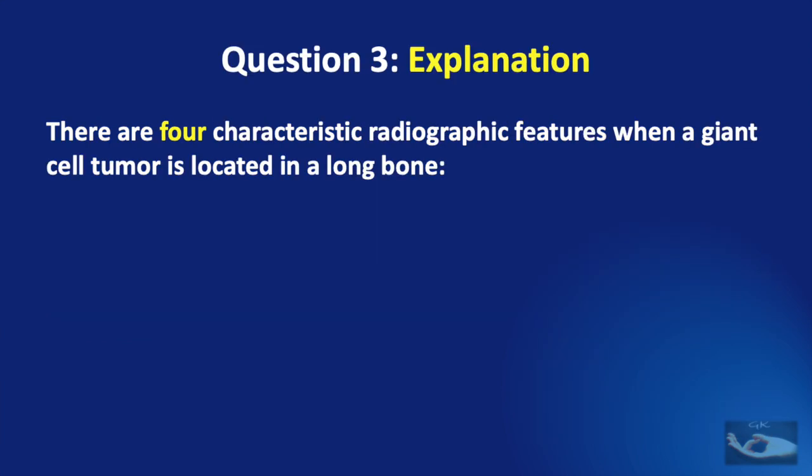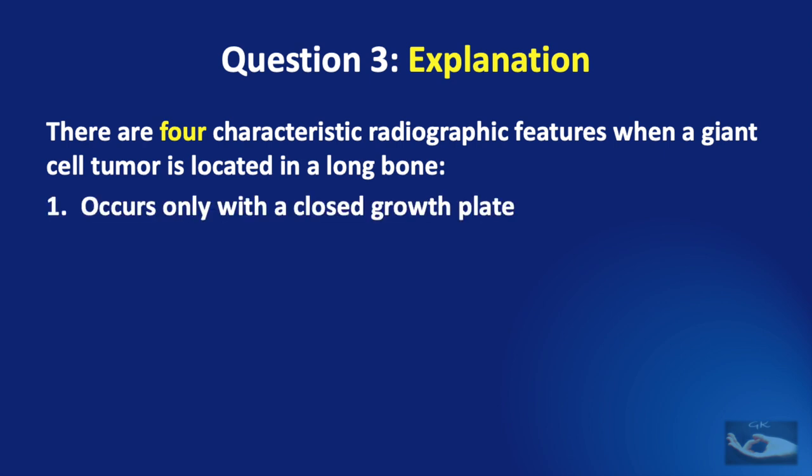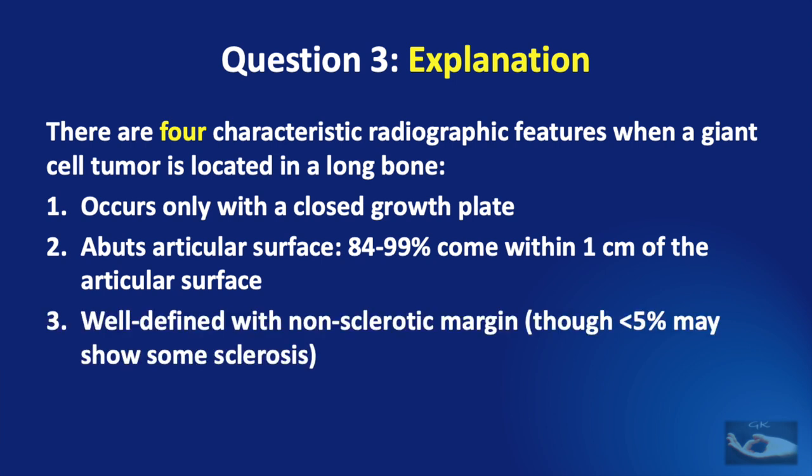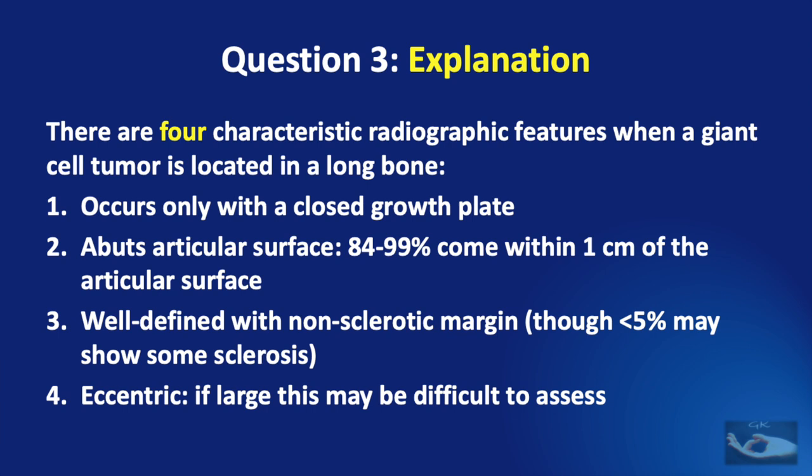Basically, there are 4 characteristic radiographic features when a giant cell tumor is located in a long bone. It occurs only with a closed growth plate. It usually abuts articular surface, and in about 84-99% of the tumors, they come within 1 cm of the articular surface. They are well defined with a non-sclerotic margin, though less than 5% may show some sclerosis, and they are usually eccentric, but if they are large, this may be difficult to assess.